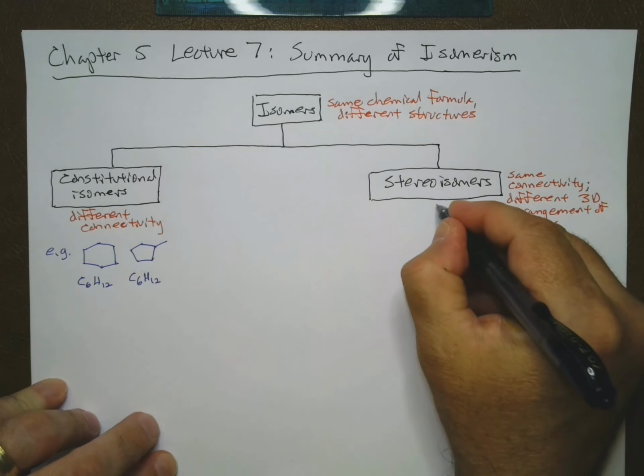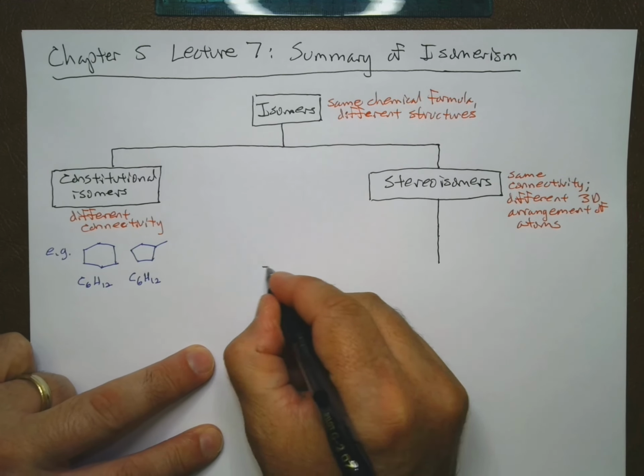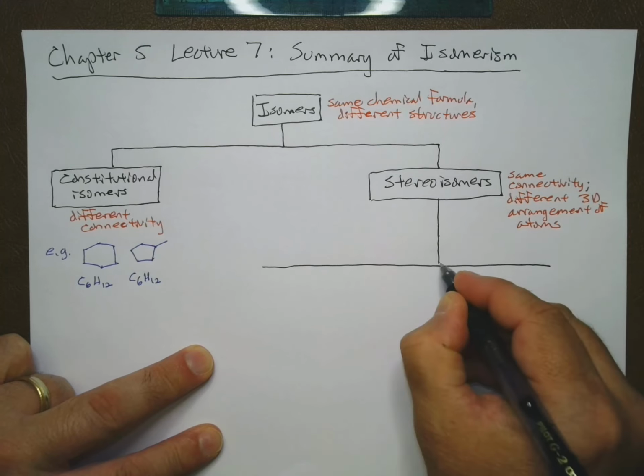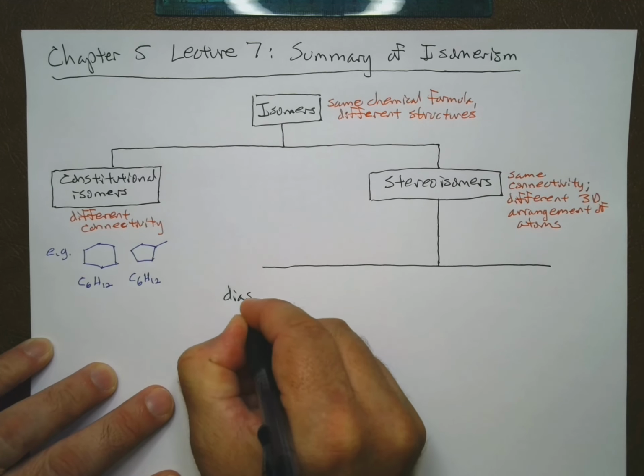And among stereoisomers, we have two different kinds. We have diastereomers.